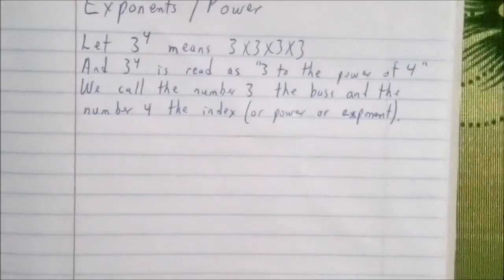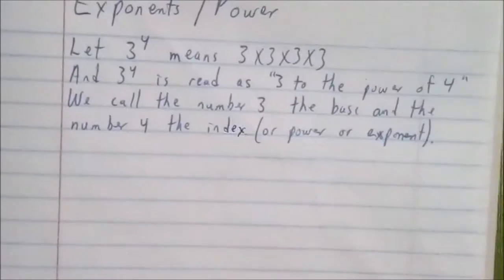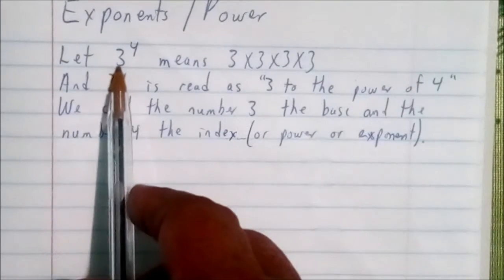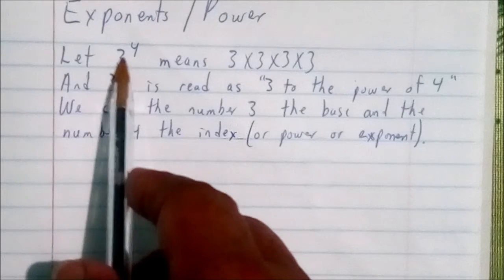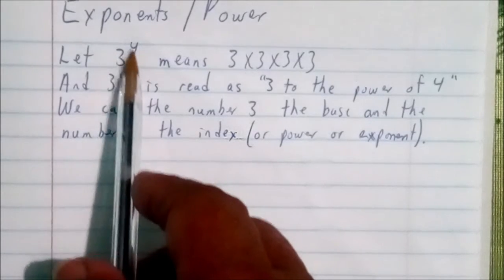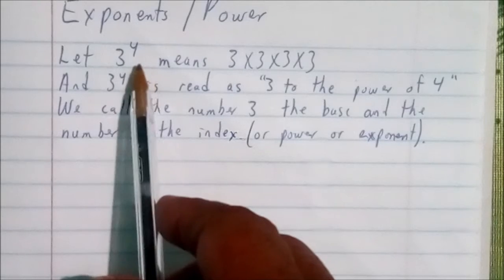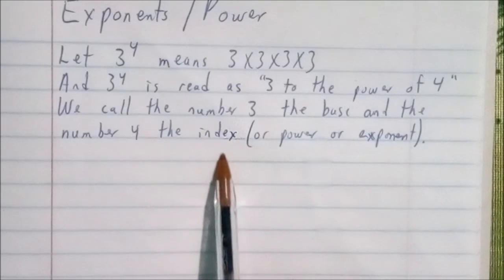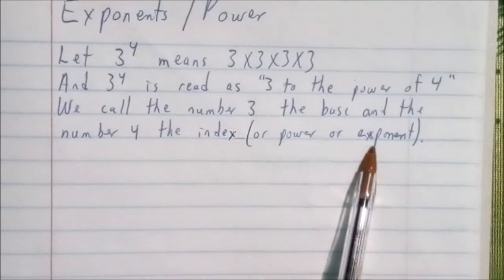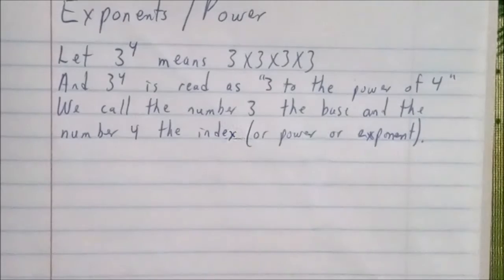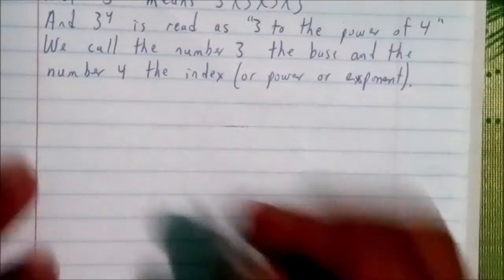So let me expand this screen a little bit so you can see it much clearer. So that's what that means. It simply means that anything that you have as a value here, this value at the bottom is known as the base. This value at the top, or what you call superscript if we were to use a computer, is known as the index, the power, or the exponent.